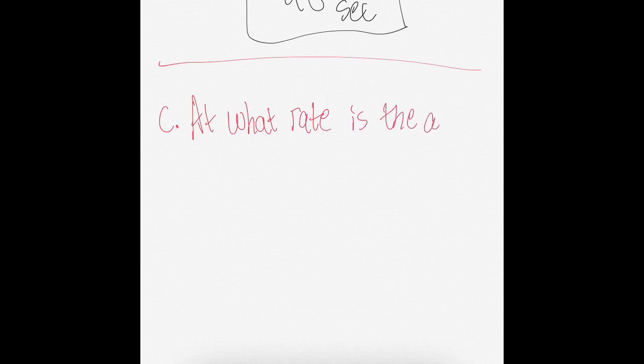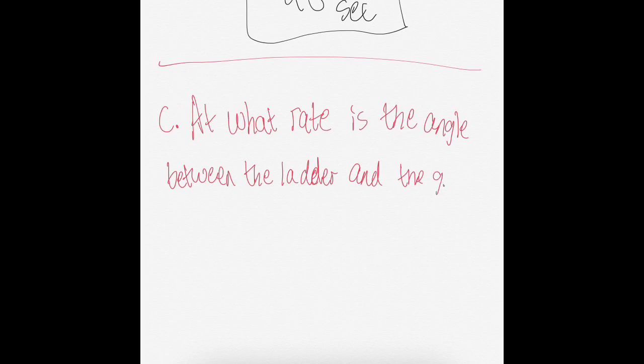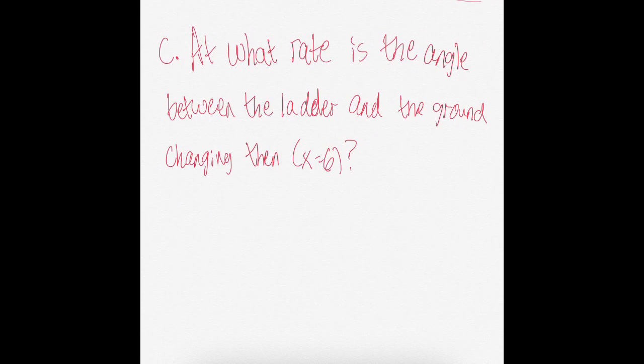Part C asks, at what rate is the angle between the ladder and the ground changing then? This is where that angle theta we labeled a while ago is going to come into play. Ooh, this is a tricky one. And again, by then, they just mean at x equals 6. This one is tougher.